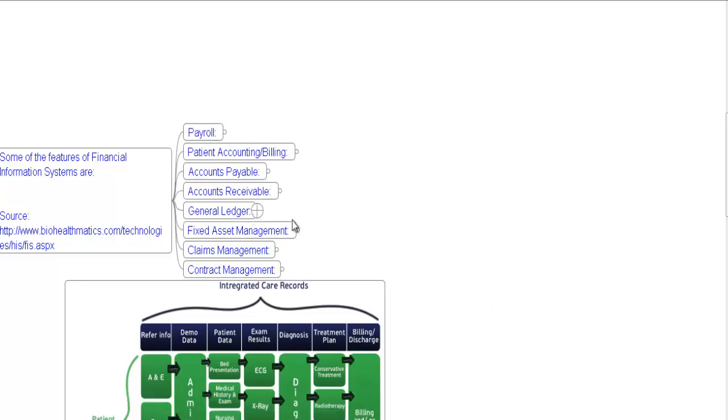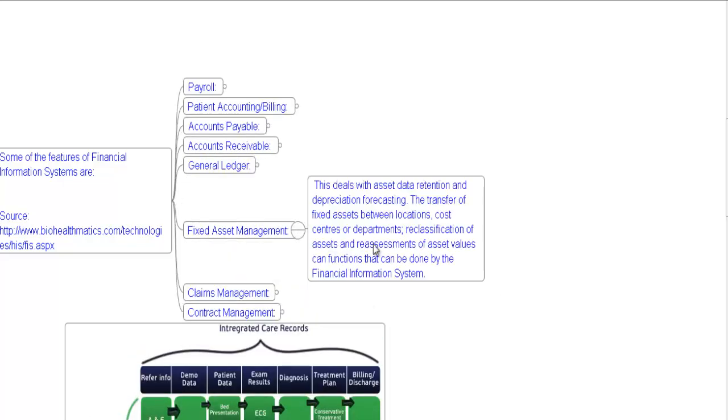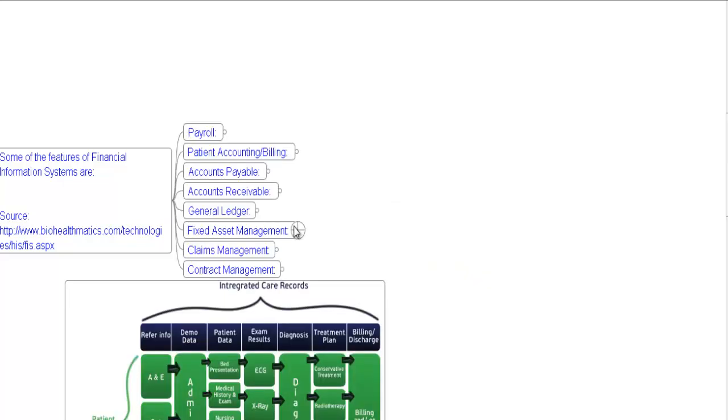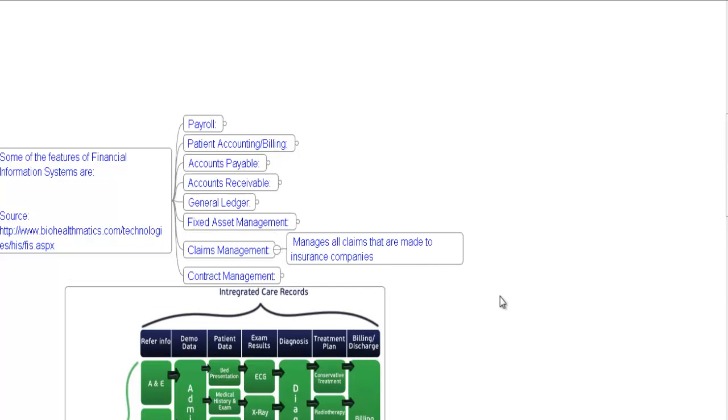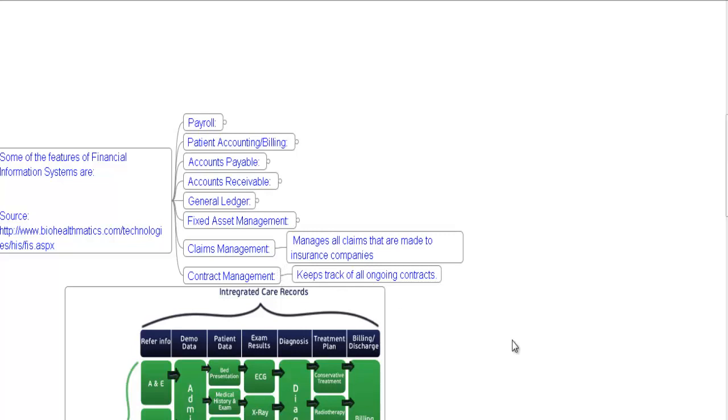Let's see fixed asset management. This deals with asset data retention and depreciation, forecasting the transfer of fixed assets between locations, cost centers or departments, reclassification of assets and reassessment of asset values, and functions that can be done by the financial information system. Claim management manages all claims that are made to insurance companies. And contract management keeps track of all ongoing contracts.